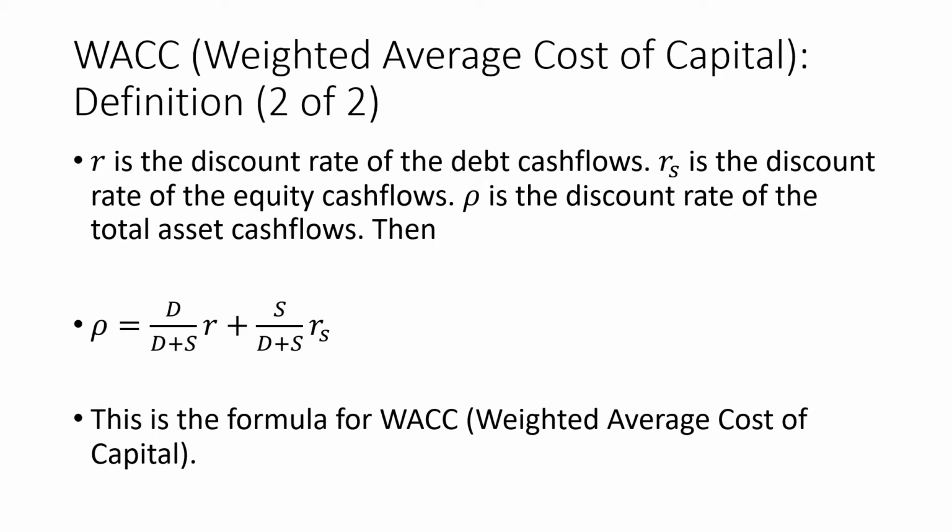Suppose R is the discount rate of the debt cash flows. RS is the discount rate of the equity cash flows. Rho is the discount rate of the whole asset cash flows. Then rho is equal to D over D plus S times R plus S over D plus S times RS. So here, rho is the weighted average of R and RS. This is the formula for WACC.